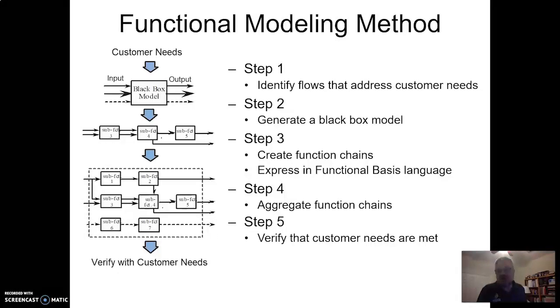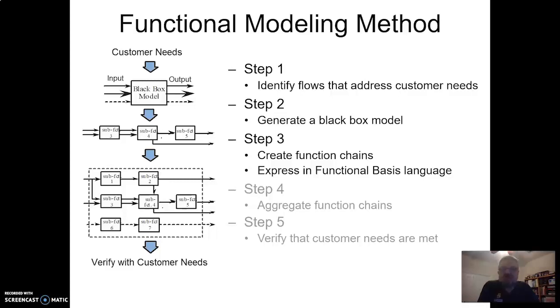And of these 5, for the purpose of what we're doing here, because this is a technique that you could spend weeks talking about, we're going to focus on the first 3 steps. Step 1 is identify flows that address customer needs.